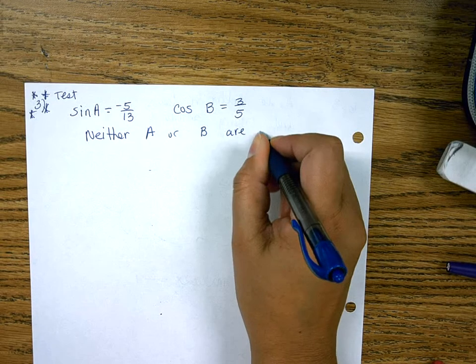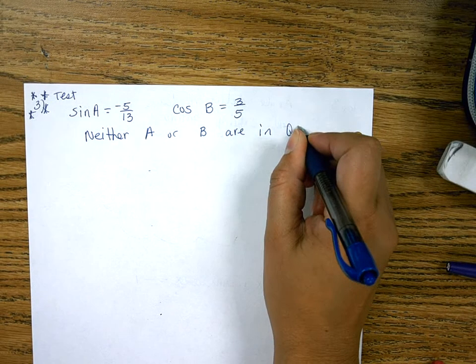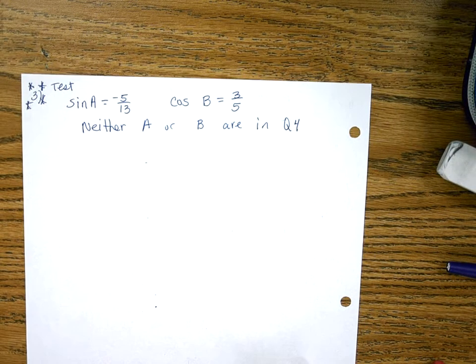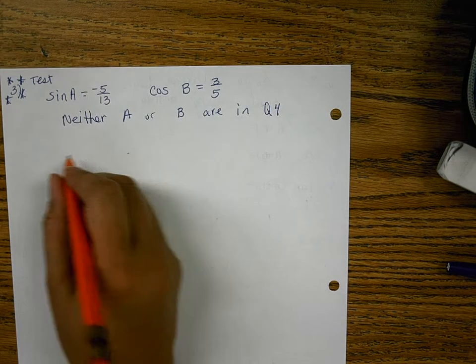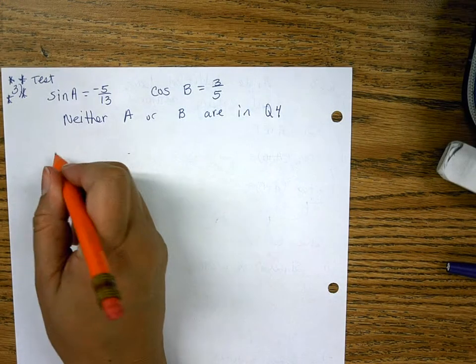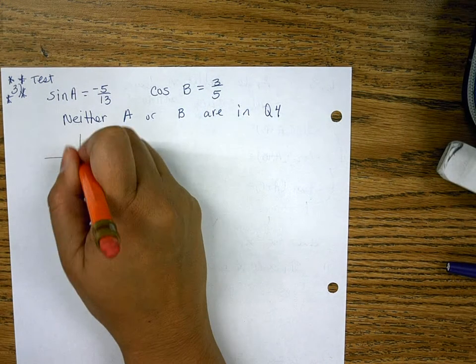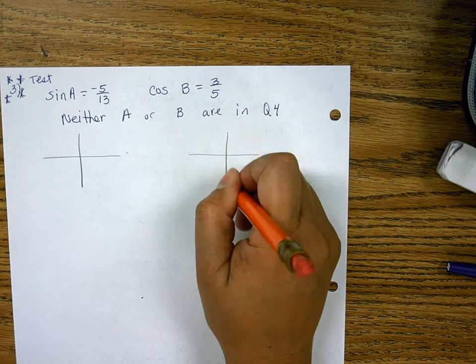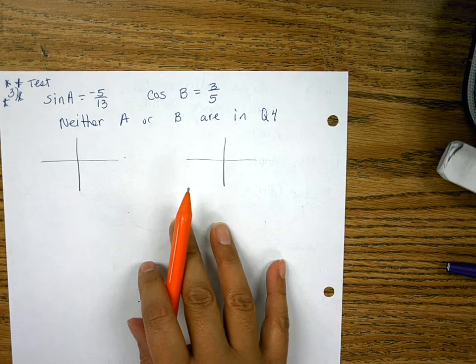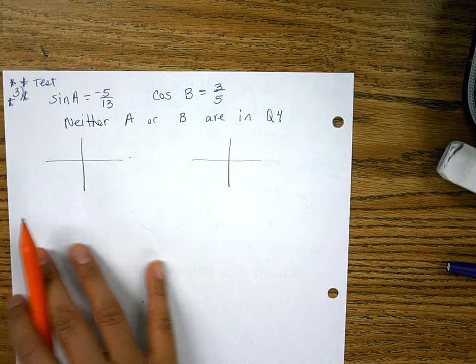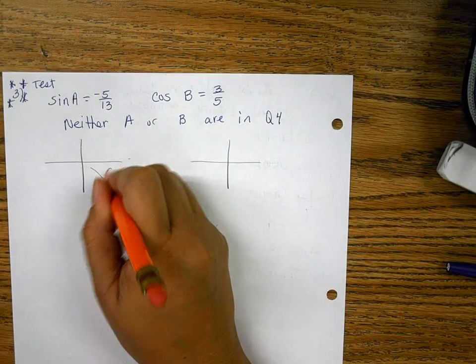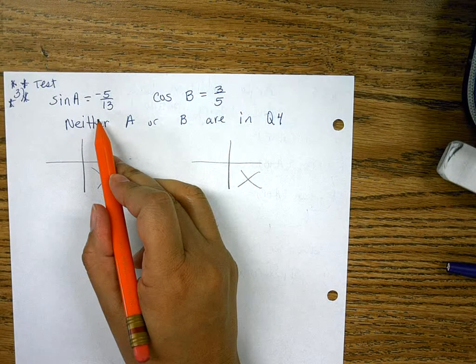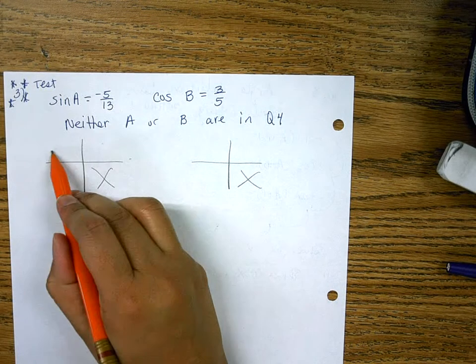Neither A or B are in quadrant 4. Neither A or B are in Q4. Okay, so let's write this out. Let's draw our pictures. We had one similar to this in a previous lesson. Here's A, here's B. I haven't asked you the question yet. I'm going to ask the question after I draw the picture.